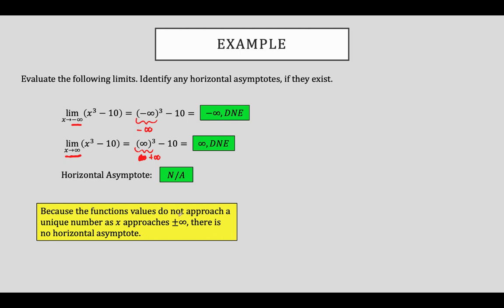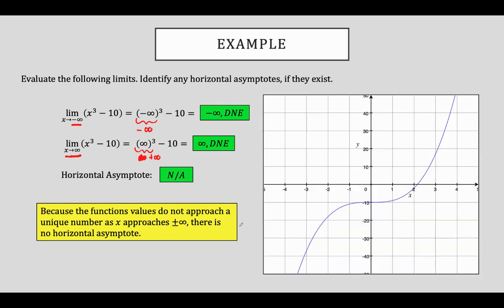Because the function values do not approach a unique number as x approaches positive or negative infinity, there is no horizontal asymptote. And again, we could graph this function. Here we have x cubed minus 10, and we can verify, yes, the graph does fall to the left and rises to the right. There is no horizontal asymptote.